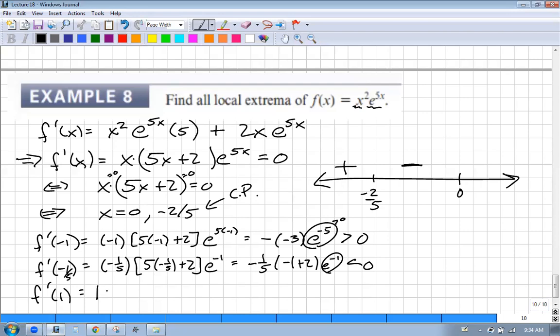Right? Now we're going to plug in a 1, because that's over here. So we would have 1 times 5 times 1 plus 2 times e to the 5 times 1. And these are all positive numbers, so this is definitely positive. So you can see we have something increasing, and then it's 0, and then it's decreasing, and then it's 0, and then it's increasing. So this is going to be a max. This one's going to be a minimum.